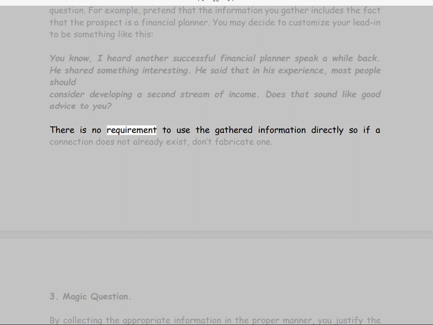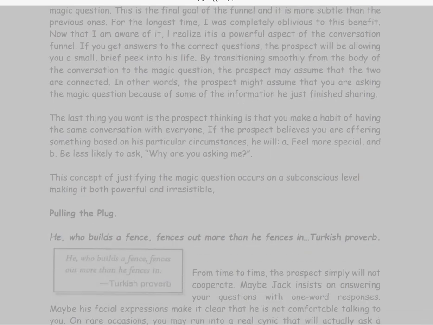There is no requirement to use the gathered information directly, so if a connection does not already exist, don't fabricate one. 3. Magic question. By collecting the appropriate information in the proper manner, you justify the magic question.